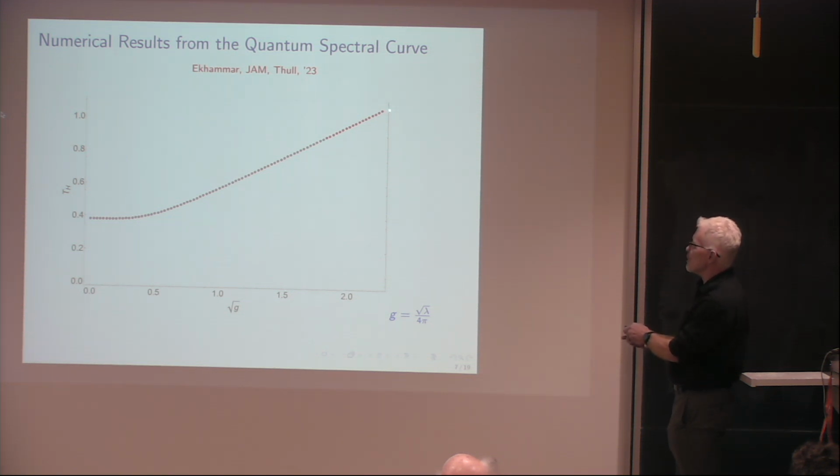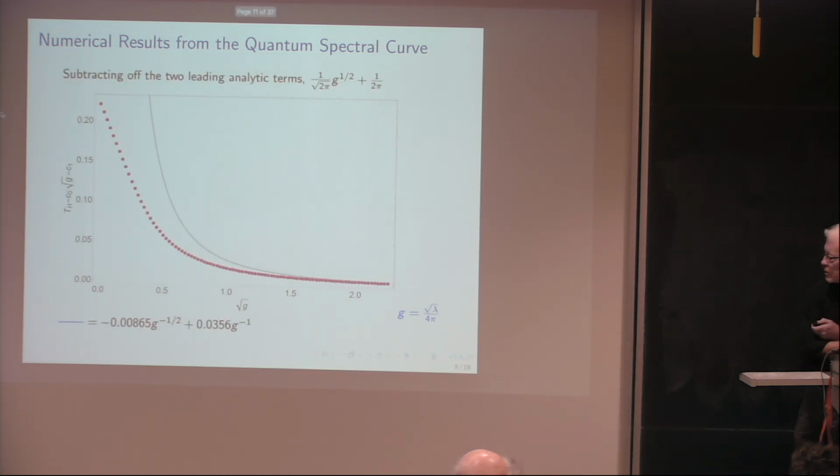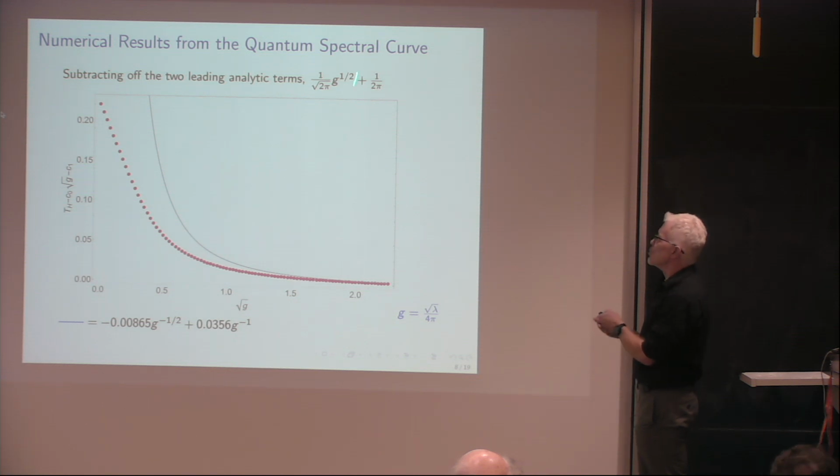But the main thing we were able to do is go to higher values of the coupling. It's much more computationally intensive to go to large couplings, so it basically took us a cluster to go from here up to there. But having that amount of extra terms, we were able to improve the numerics quite a bit. So we know the leading two terms.